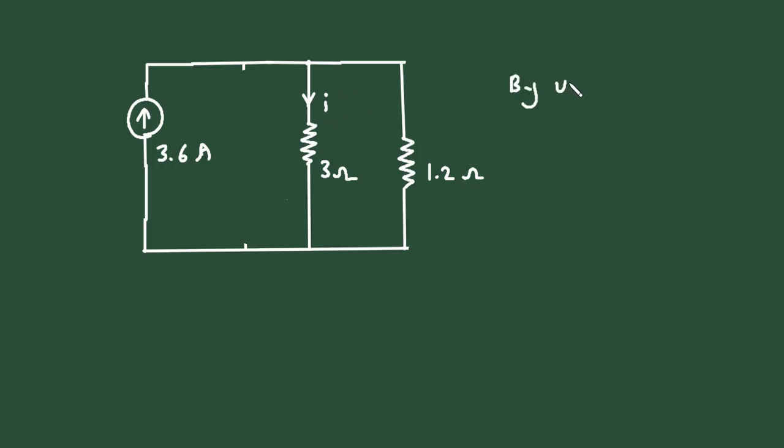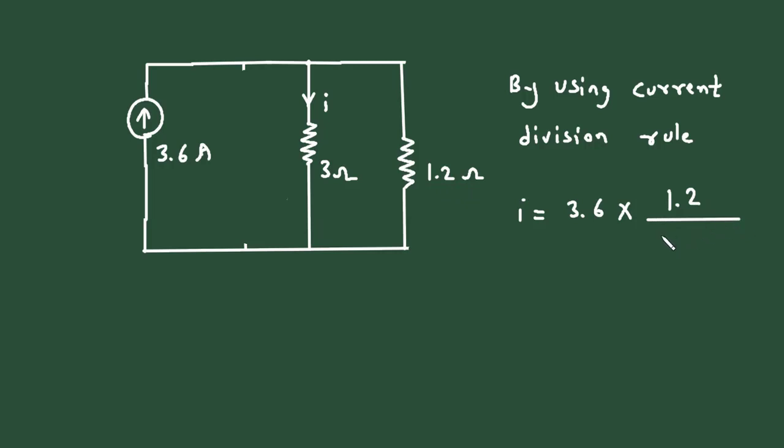So by using the current division rule, this I is equal to this current, that is 3.6, multiplied by the opposite branch resistance. The opposite or parallel branch to this 3 ohm is 1.2 ohm. So 1.2 divided by 1.2 plus 3.